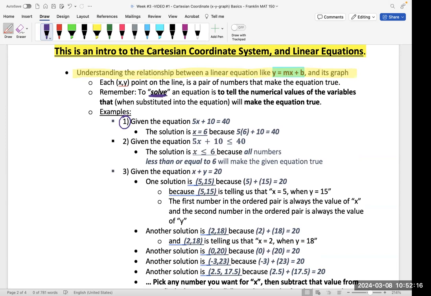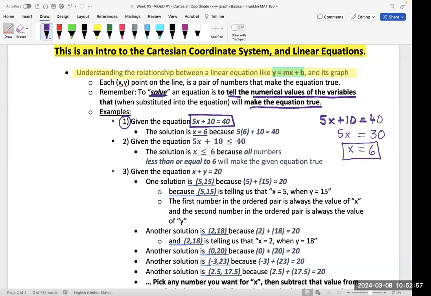I've asked you to solve equations. That's to tell me the numerical values of the variable that will make the equation true. So if I gave you the equation 5x plus 10 equals 40, you would subtract 10 from both sides because you know you can do whatever you want to both sides of an equation. So if you subtract 10 from both sides, you've rewritten the equation. And we know that 5x equals 30 is the same equation as 5x plus 10 equals 40. You now divide both sides by 5 and find out that x equals 6.